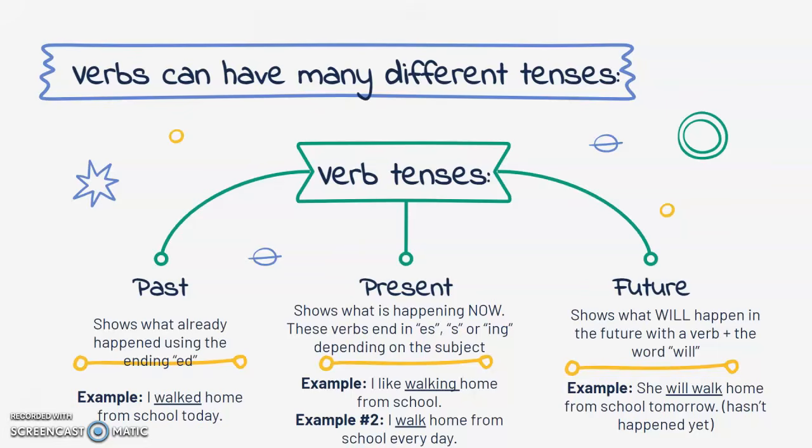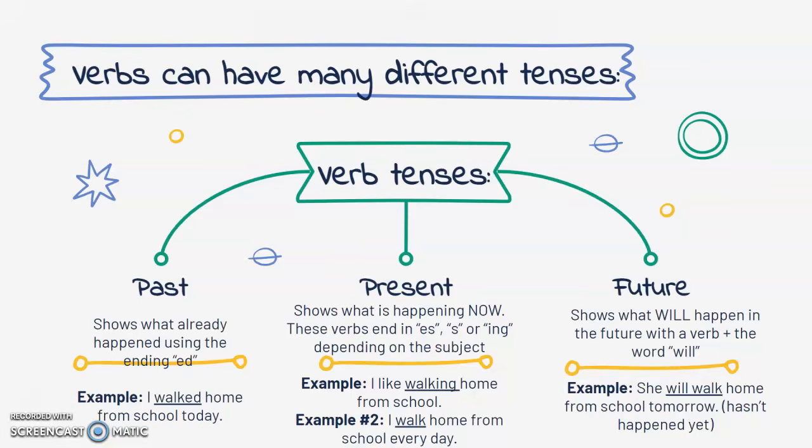Then there is the present tense of verbs, and that's the most popular type. It's showing what is happening now. These verbs usually end in -es, or they are just the base verb, like I cook spaghetti. That means that I am doing it now, and it's in present tense. It just depends on who or what the subject is.